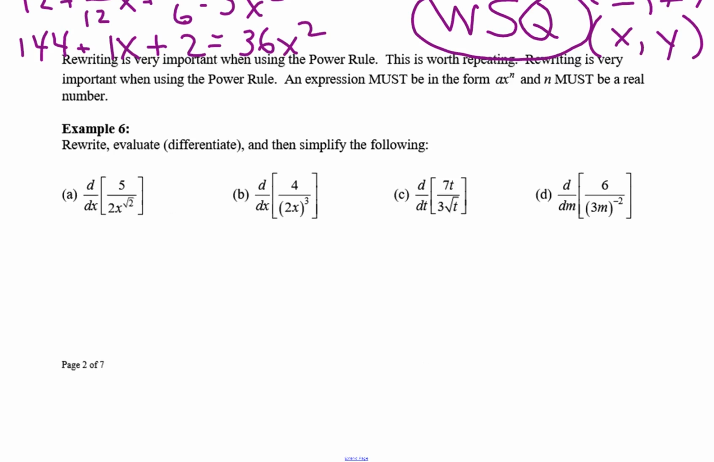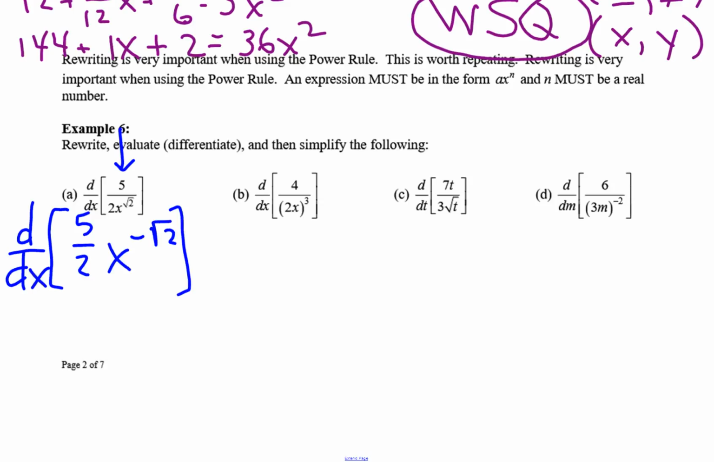All right, and then the last thing is just we're going to do a little bit of rewriting just to use the power rule. Right now, the way it looks, can't really use the power rule, but if we rewrite it, we could rewrite it as 5/2 x to the negative square root of 2. Now when we take the derivative, we multiply 5/2 times negative square root of 2, x, and then subtract 1 from the power. It's pretty simple. Okay, rewrite this.